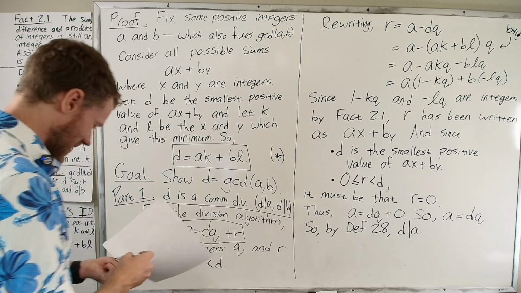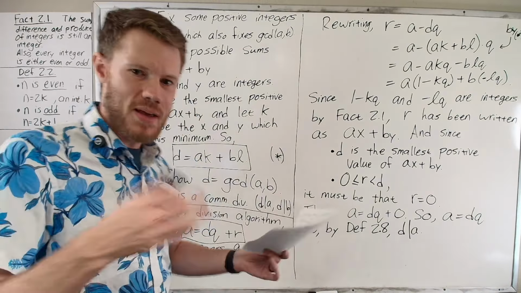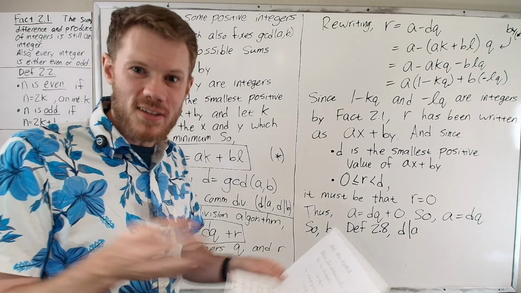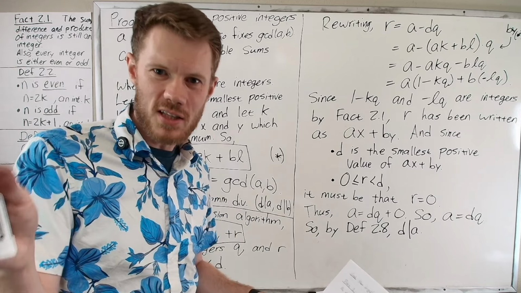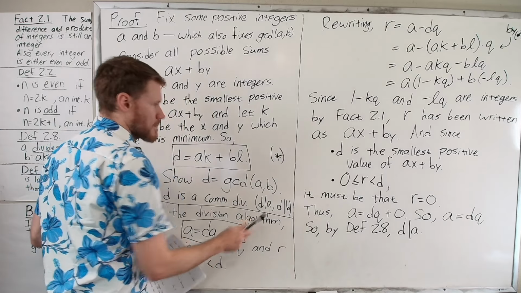Proofs get more complicated, but a proof is a combination of big ideas and technical steps along the way. So you have to check the steps, make sure things flow, but also check the big idea. It's a combination of these things. But anyways, we have shown that D divides A.